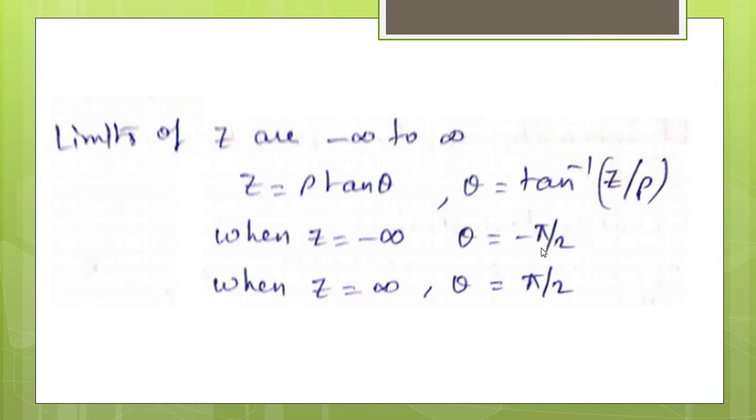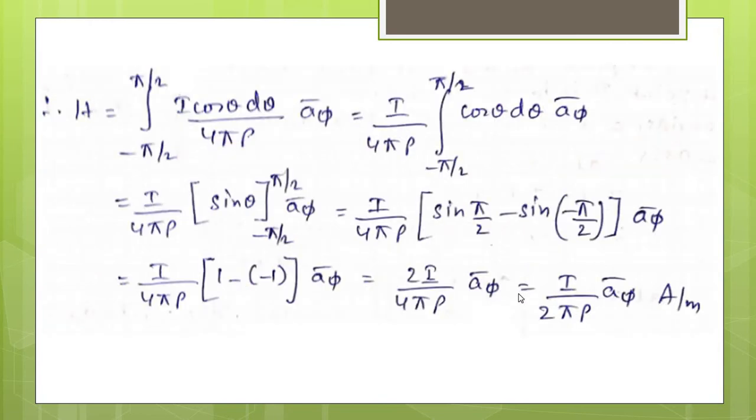Now substitute both of these two as the upper and lower limits in the previous equation. Therefore, H is equal to integral of I cos theta d theta by 4 pi rho into a phi between the limits minus pi by 2 to plus pi by 2. Here I by 4 pi rho, these terms are constants, so we can put them outside the integral. I by 4 pi rho integral of cos theta d theta into a phi. Limits are minus pi by 2 to plus pi by 2.